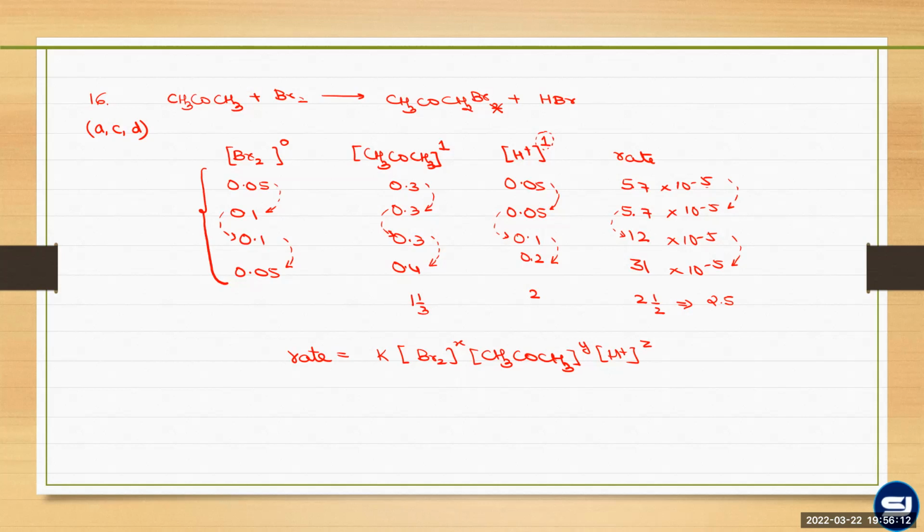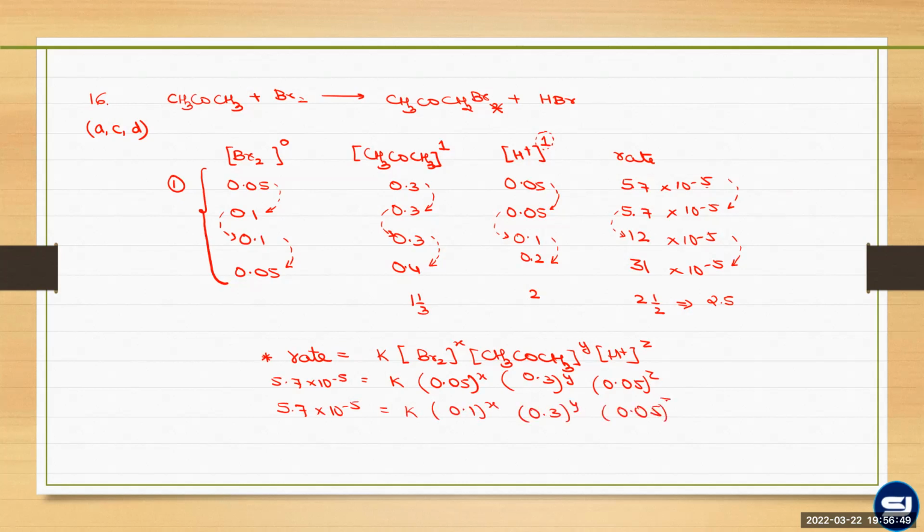Could you repeat the traditional method? The traditional method is, this is how we would have written the rate law if all the orders are unknown. So based on the first data, you have to just substitute the values. The rate is 5.7 into 10 raised to minus 5 equal to k times bromine concentration 0.05 raised to x, 0.3 raised to y, and 0.05 raised to z. Take the second equation. So I'll get 5.7 into 10 raised to minus 5 equal to k into 0.1 raised to x, 0.3 raised to y, and 0.05 raised to z.